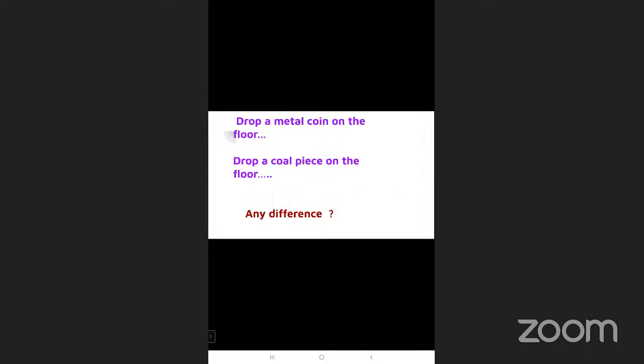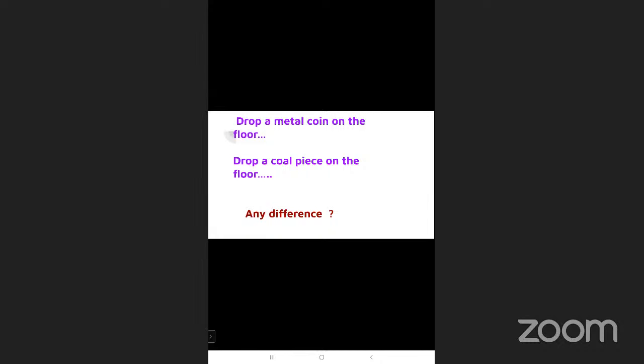So here we observe the lustrous nature, malleability, ductility, and conduction of heat and electricity. All these properties we observe only for metals.